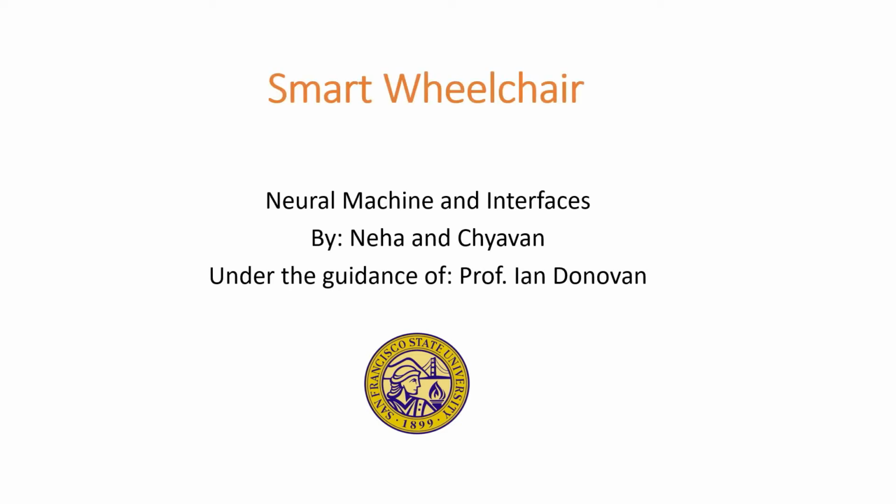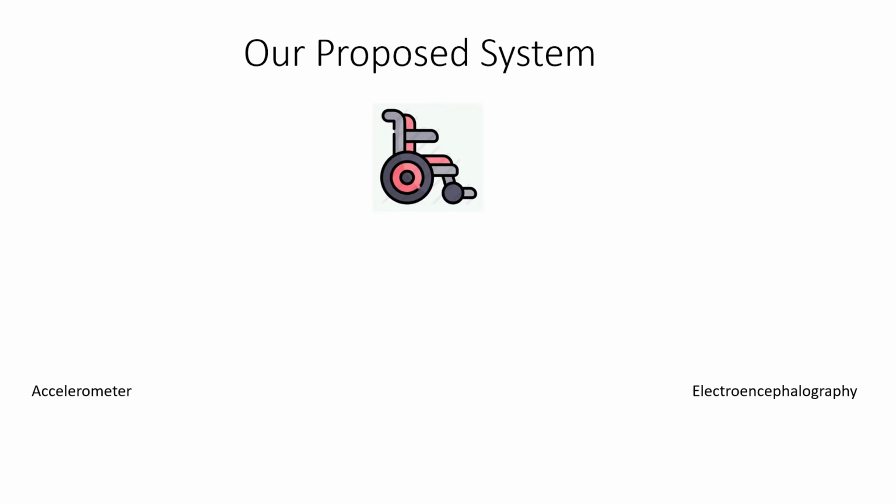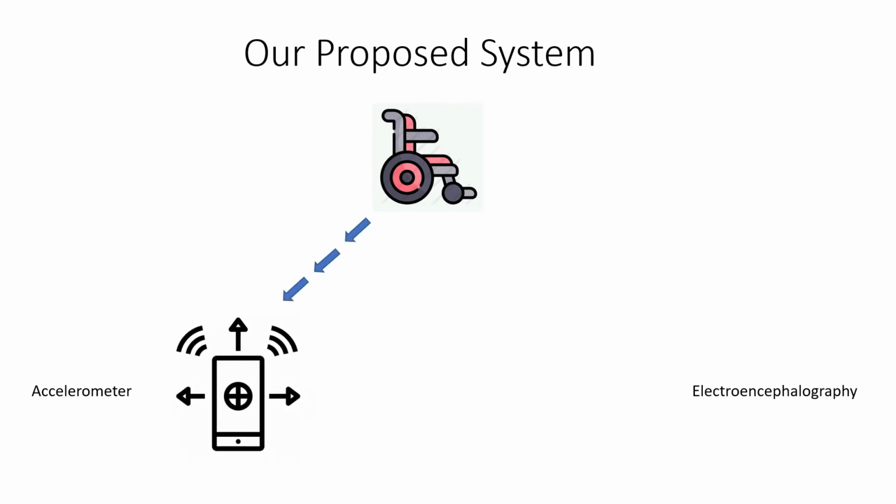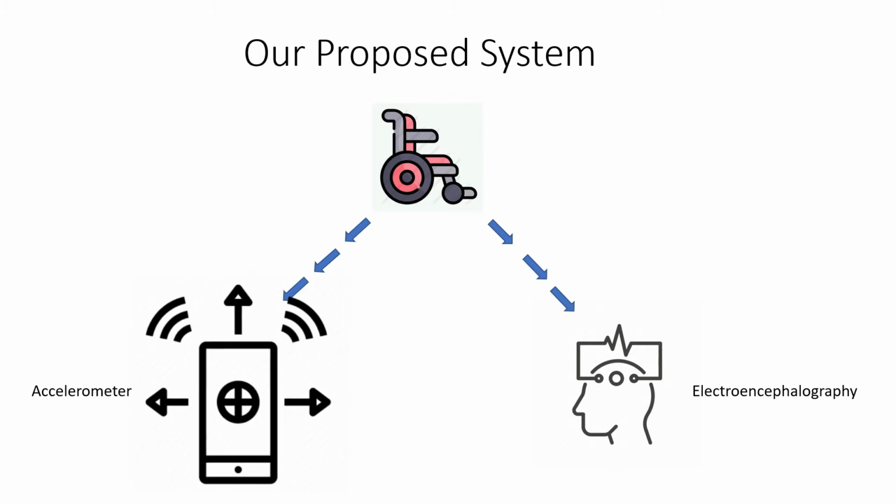Hello everyone, I'm Neha. We have designed a smart wheelchair for disabled people with mobility impairments. Our proposed smart wheelchair works on two modules for its functioning. The first module works on accelerometer. The second module works on biosignal like electroencephalography. Now let's see how the smart wheelchair operates with the first module, which is accelerometer.